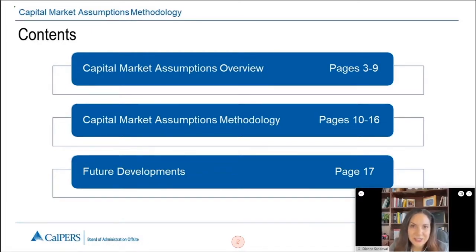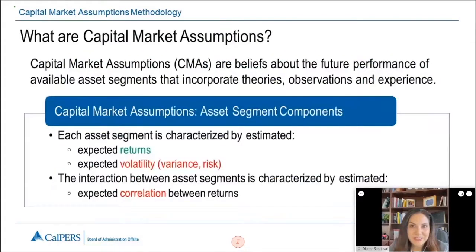I'll then turn it over to Allison Lee to walk you through examples of our process and the many important assumptions used in these models. Finally, Allison will review our plans for future developments to enhance and address the limitations of our current models. With that, if you could please turn to page 3.